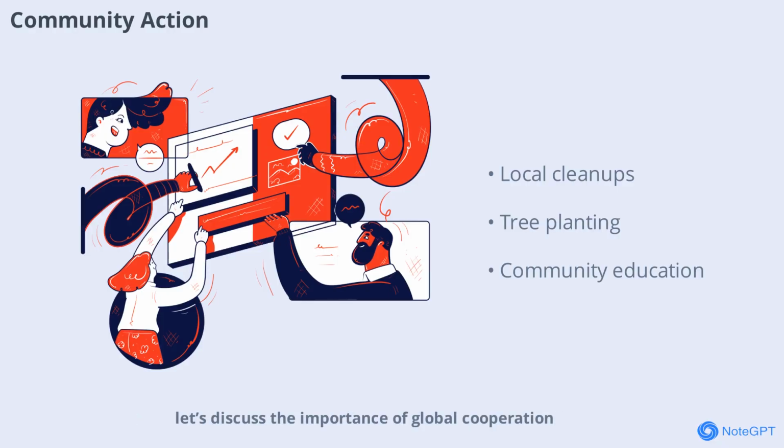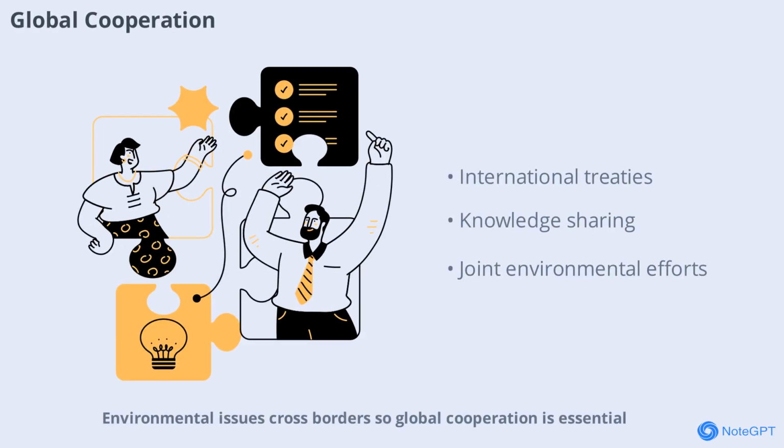Next, let's discuss the importance of global cooperation. Environmental issues cross borders, so global cooperation is essential. International organizations and treaties help countries work together to reduce pollution, protect biodiversity, and address climate change.